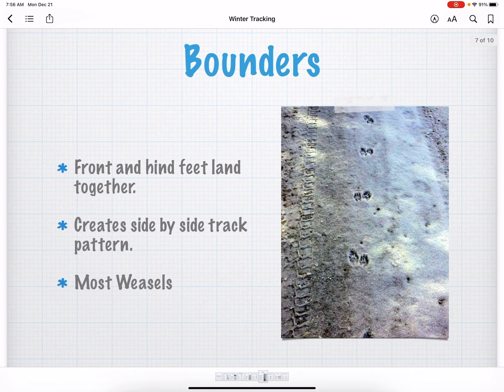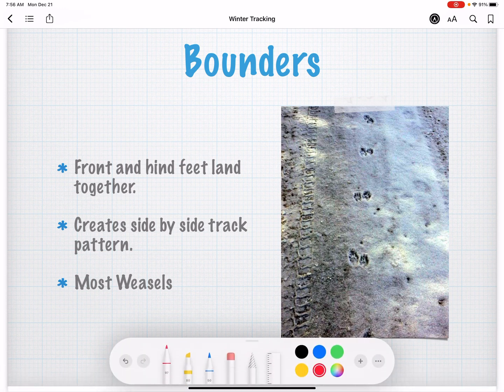Some of my favorite creatures in the Maine woods are bounders. And bounders are really neat in that they run along, they exhibit direct register. Their hind feet are actually landing exactly where their front feet landed. If I draw some basic tracks here, we can see that their tracks come in sets of two. Boom, boom, boom, they come in pairs like that. And they're actually exhibiting direct register.